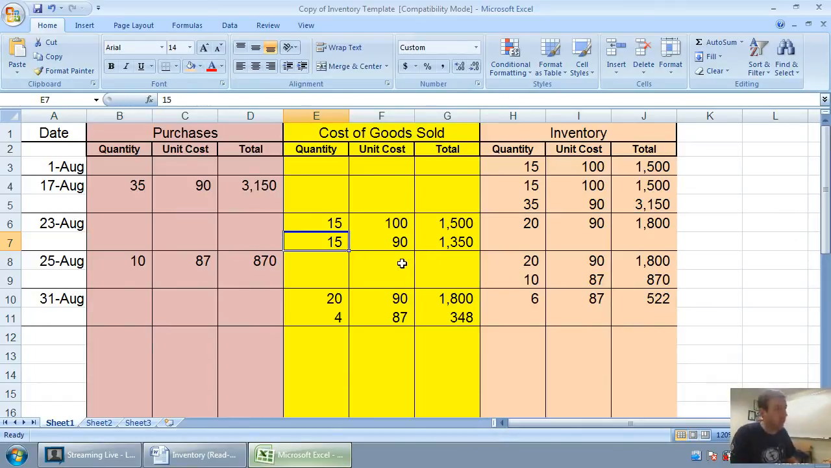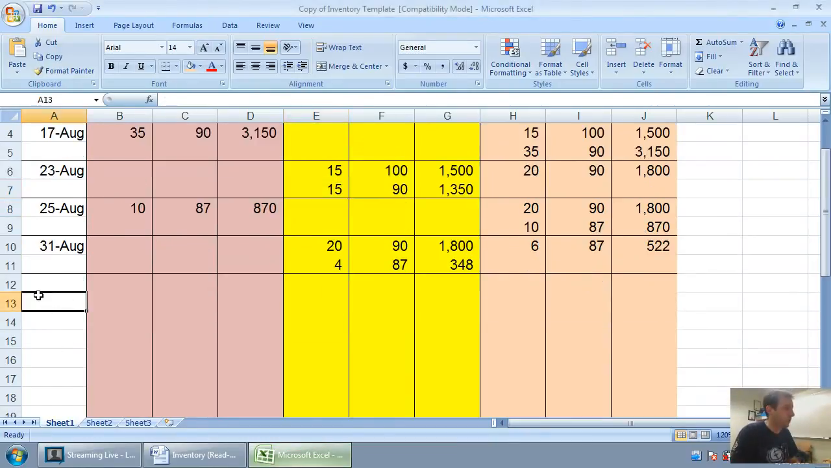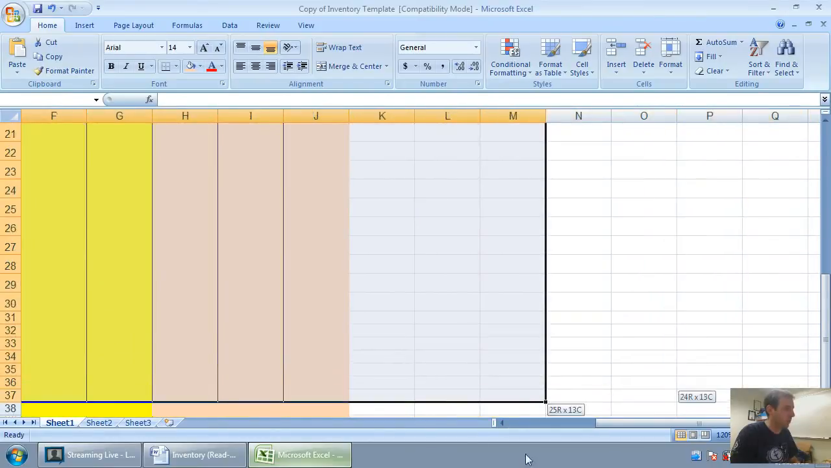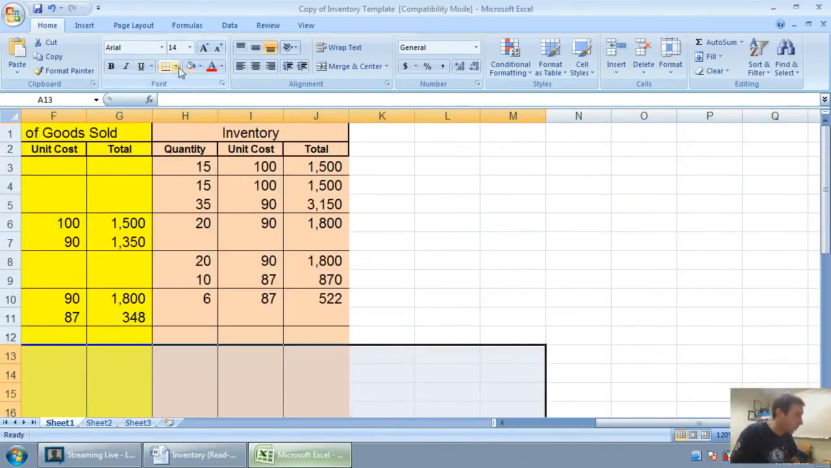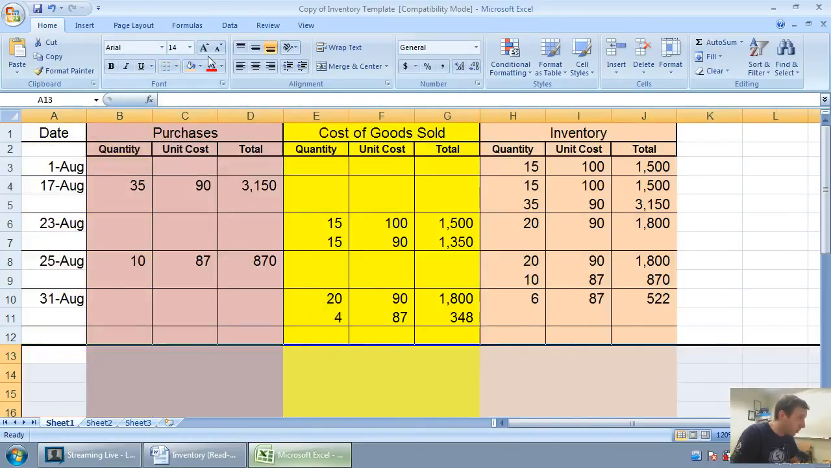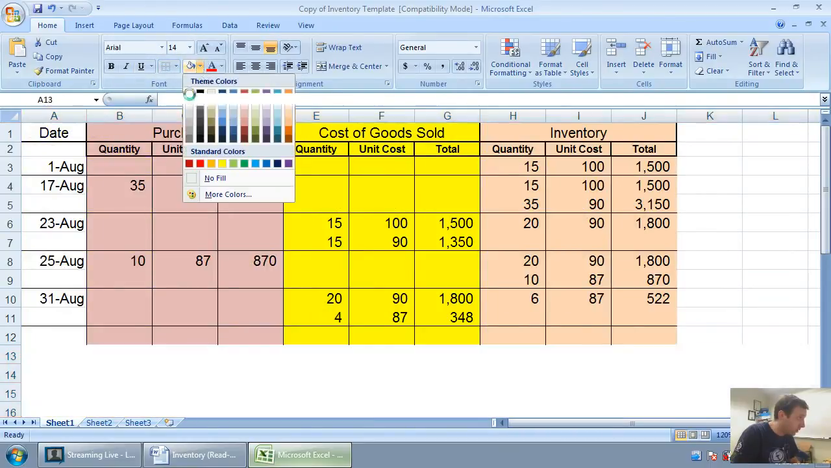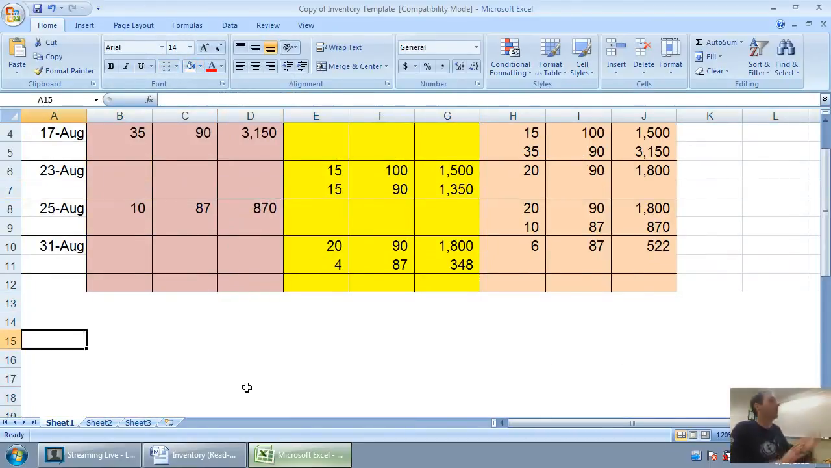The question said, give me journal entries. I want to see journal entries for August 17th, the 23rd, the 25th, and the 31st. So let's go ahead and give journal entries for those dates. I'll just do them on this page. Let me just clean out the formatting here. I want no borders and I want white. There we go.